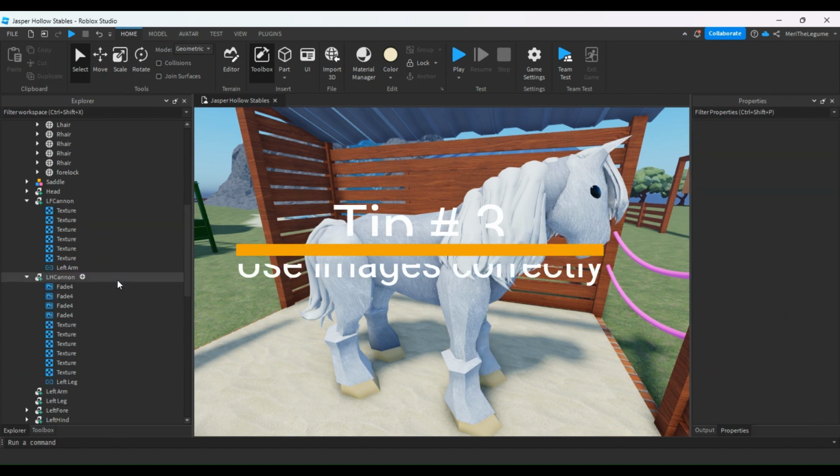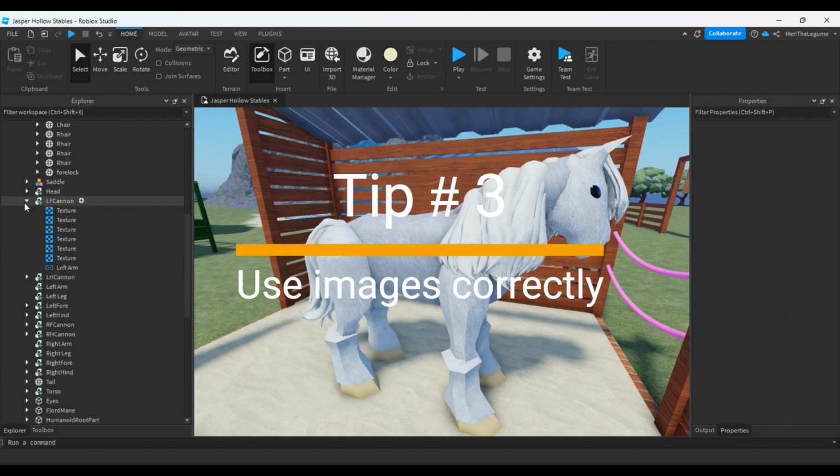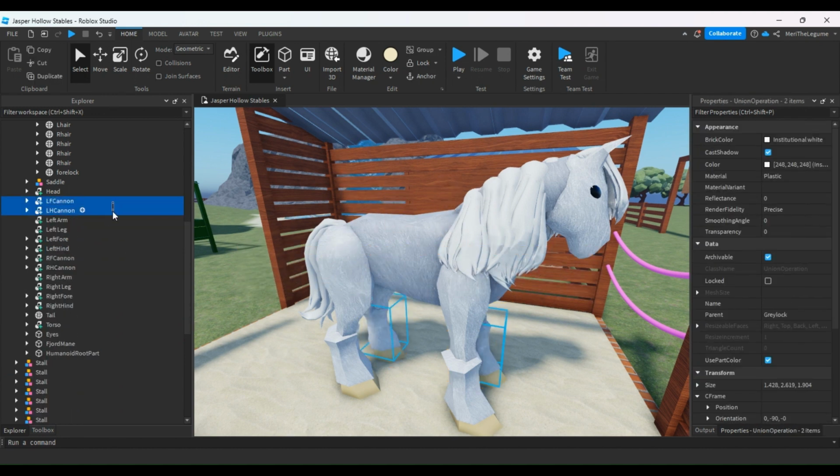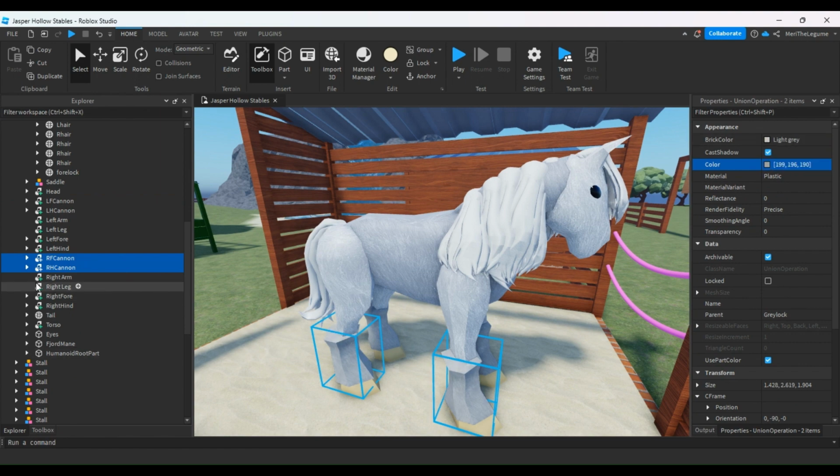My next tip for you guys is to use images and decals correctly. Some decals can look a lot better if they're transparent or if they're made into a texture, so it's important not to just slap them on and deal with it. Some looks can be achieved more easily without decals, like stockings.